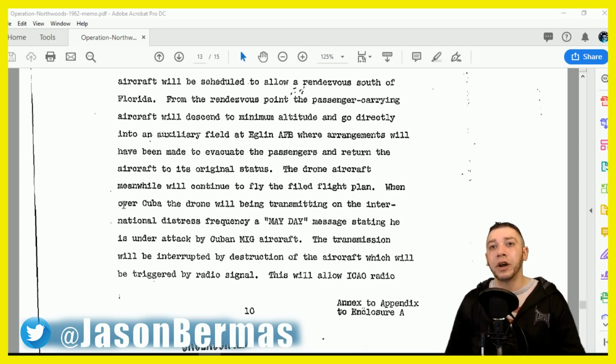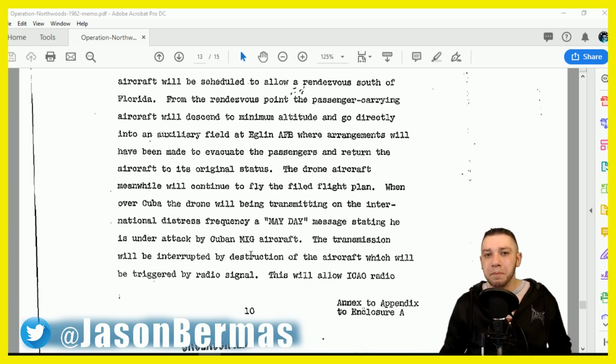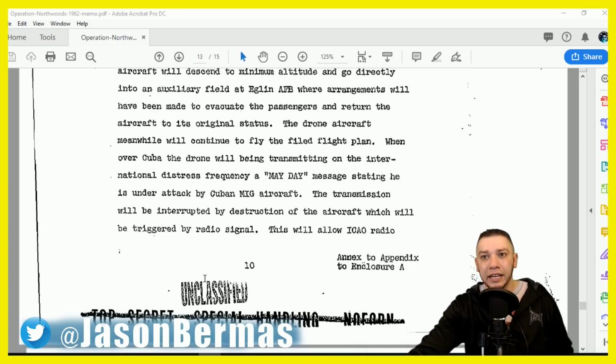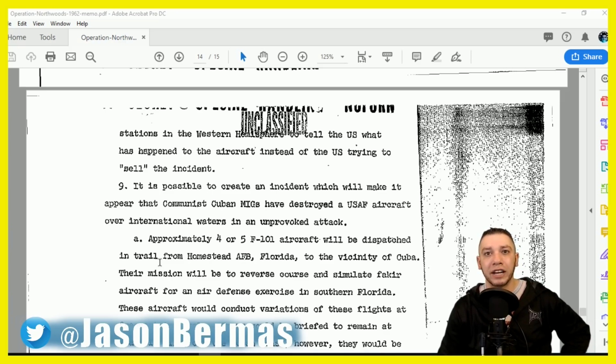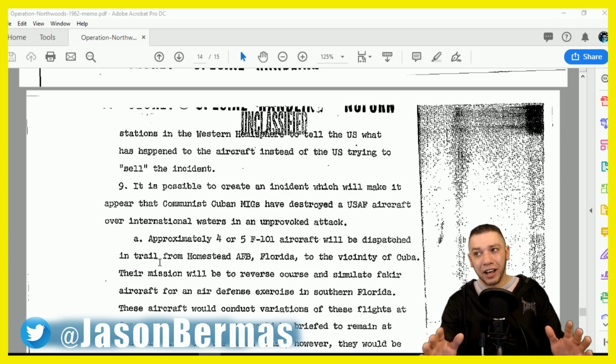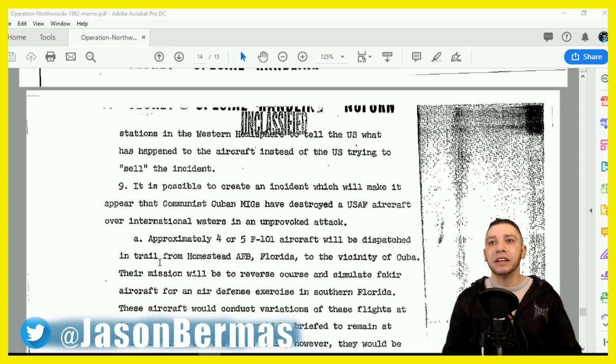The transmission will be interrupted by the destruction of the aircraft, which will be triggered by a radio signal. So again, the painted up MiG doesn't even fire on the aircraft. It actually gets triggered automatically by a radio signal. In other words, pre-planned explosives. This will allow ICAO radio stations in the Western Hemisphere to tell the U.S. what has happened to the aircraft instead of the U.S. trying to sell the incident. You see that? The less they have to sell, the better. The more they think it's a real event, the better. So let's make it as real as possible.